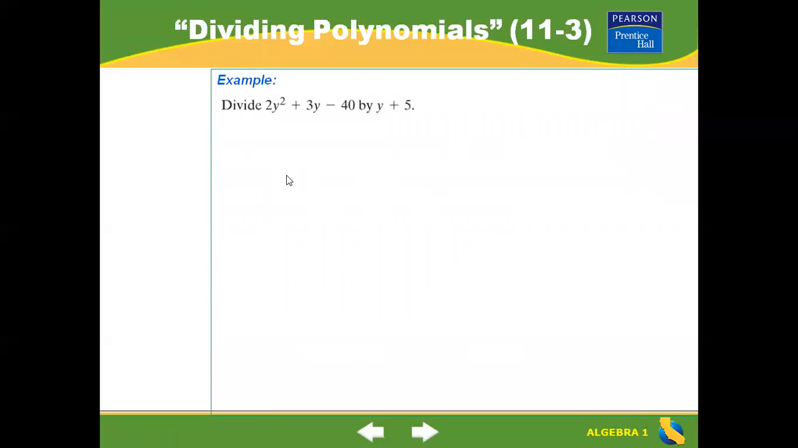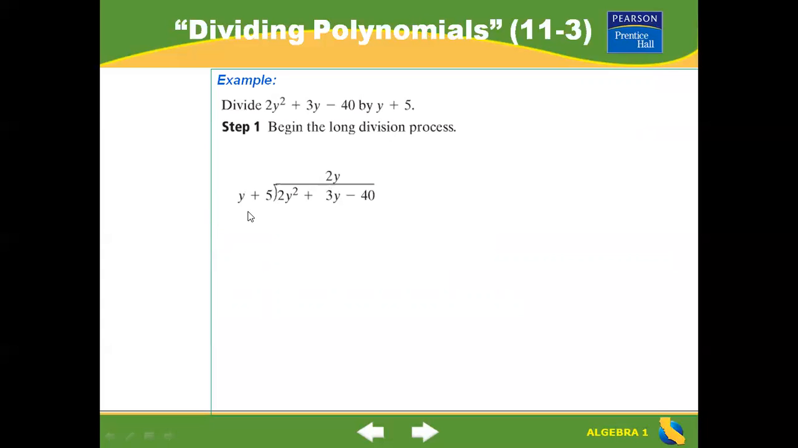Let's take this example. Divide 2y squared plus 3y minus 40 by y plus 5. So what are the steps that we have here? Step number 1, we're going to begin using the long division process. When you do the long division process, we divide only the first term of your dividend and your divisor. So you will have 2y squared divided by y. That could be 2, and then subtract the exponent, 2 minus 1, that is 1. So the quotient would be 2y.